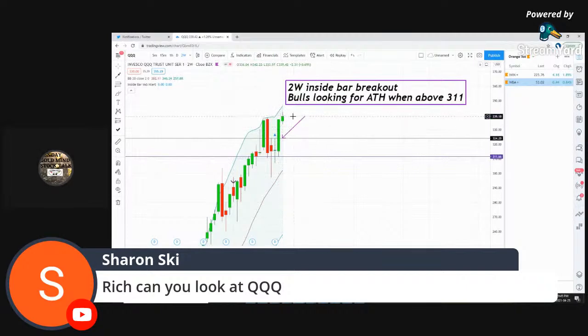Anything can happen over the next few weeks. We can just chop, we can push higher, whatever. The bulls are in control as long as 312 holds. So just remember I said that, guys. The bulls are in control as long as 312 holds.